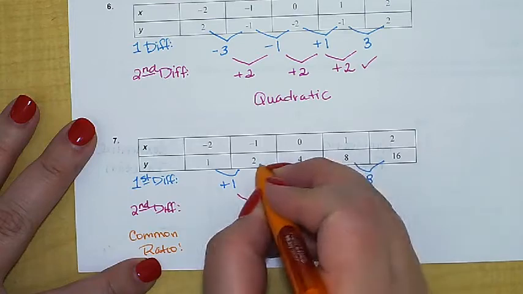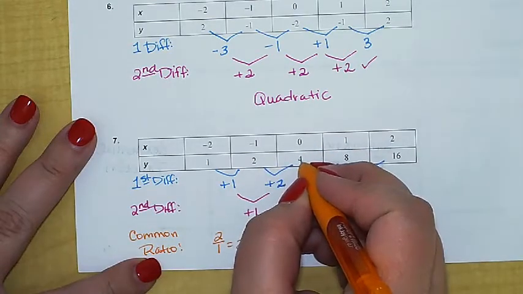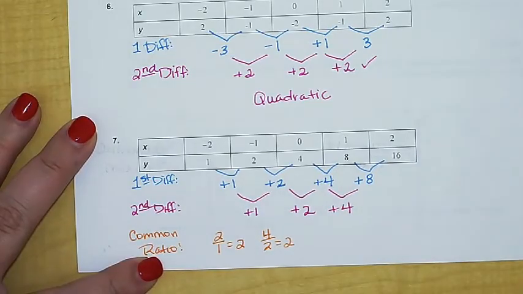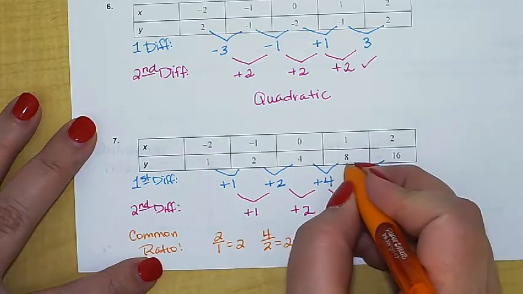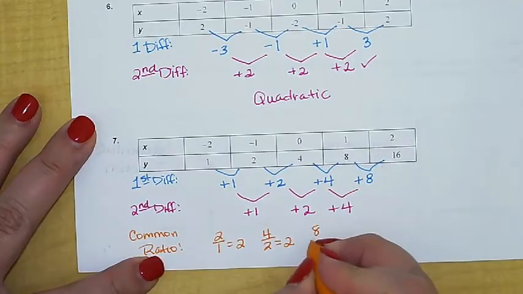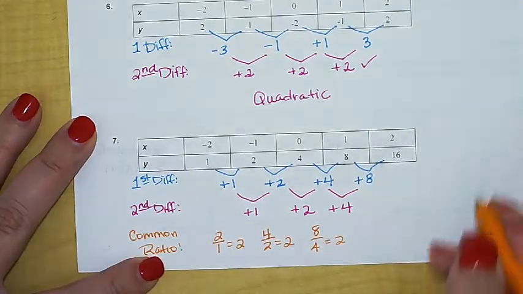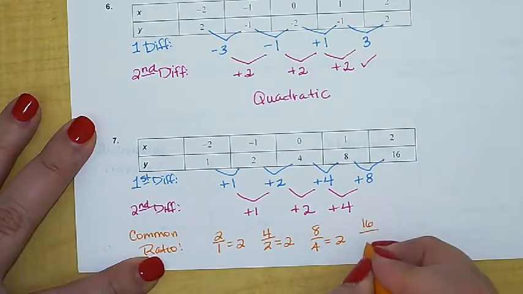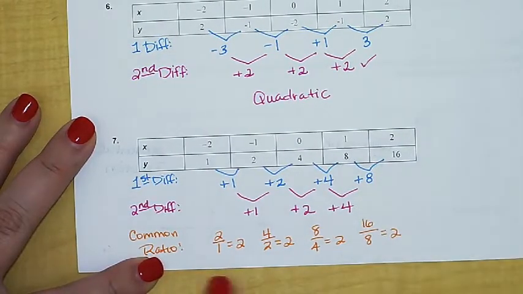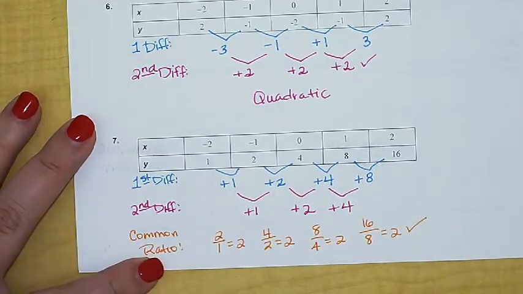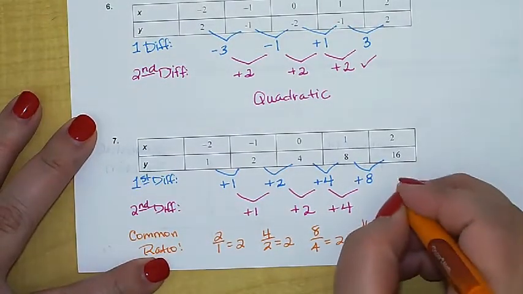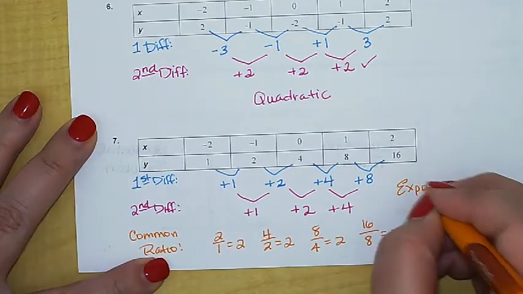4 over 2, y2 over y1 here, that'd be 4 over 2. Hey, that also simplifies to a 2. Okay, let's try the next one. 8 over 4, what is 8 over 4? Oh yep, that's also a 2. And just for good measure, we'll test the next one. 16 over 8, we can already see 16 over 8 is also 2. So in this particular case, this is the one that has the pattern, that common ratio, which makes this data exponential.